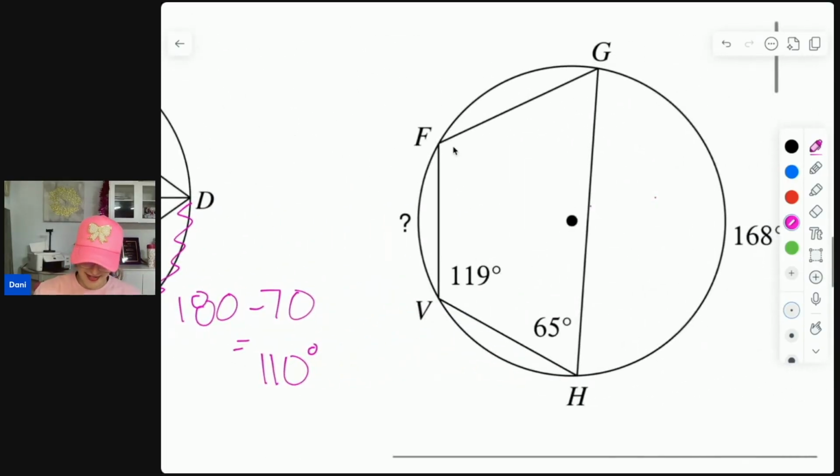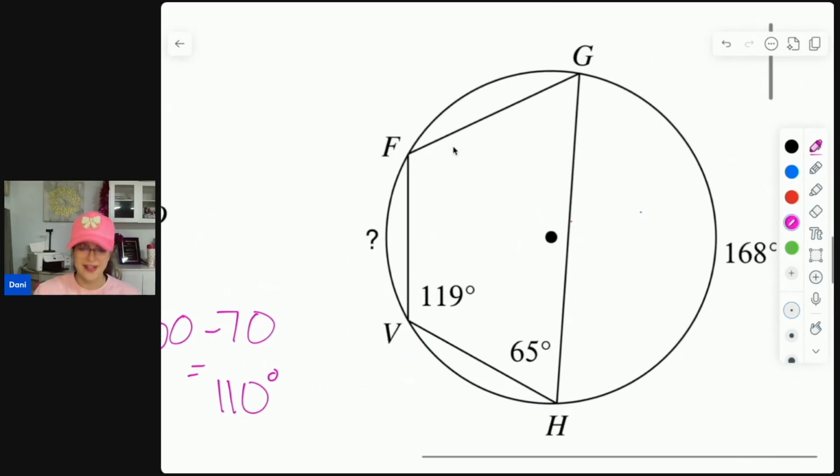All right, this is the last one. So if you really want to be like, all right, Dani, I'm going to go for it. This is your chance, okay? This is your chance. So find the indicated missing side. It's given us a lot of information here, which is nice. We got 2 angles. We've got a pretty large arc, but we do not have a diameter.